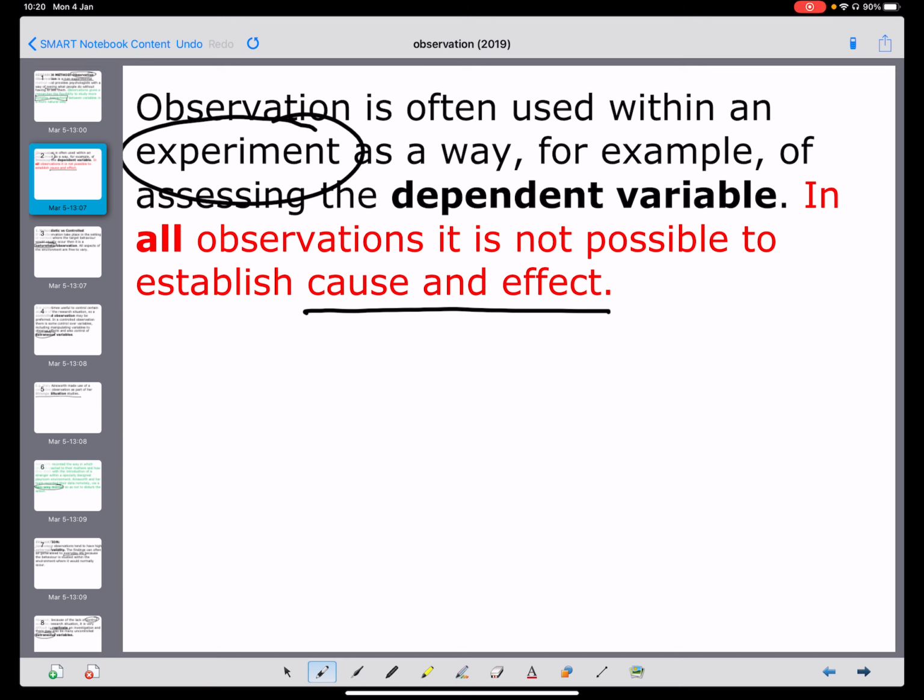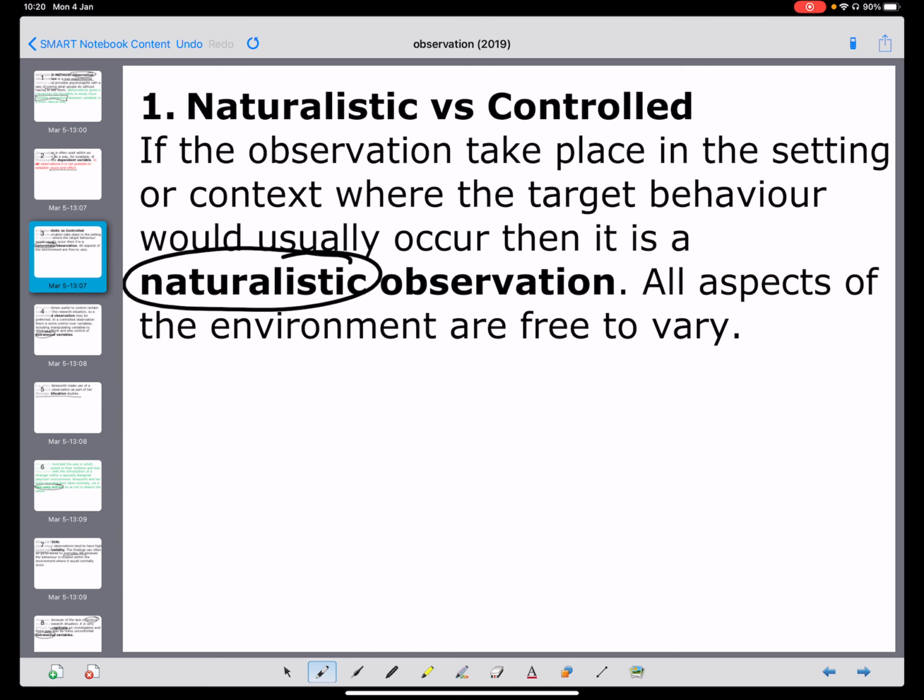Now, there's a couple of words that we need to be clear on when we talk about observations. One of them is the word naturalistic. The other one is controlled. Now, this is not any different to experiments. Naturalistic observations happen in the environment which they are in. So I could observe children's behavior in a playground, and as long as it's the playground that they normally are playing in, I would call it a naturalistic observation.